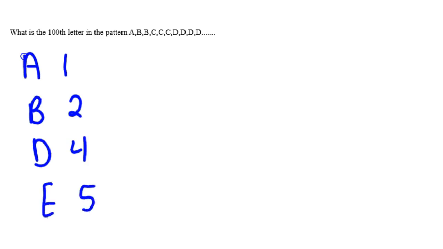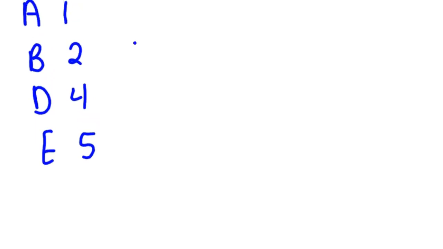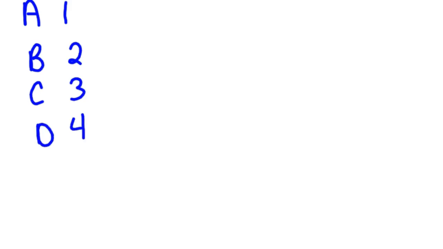So we know there's 1 A, 2 Bs, 3 Cs, 4 Ds. Oops, I forgot C. So 3 C's, 4 D's, and we assume that the pattern is going to keep going. So that means there's going to be 5 E's, and there's going to be 6 F's. And so we'll start adding those up.